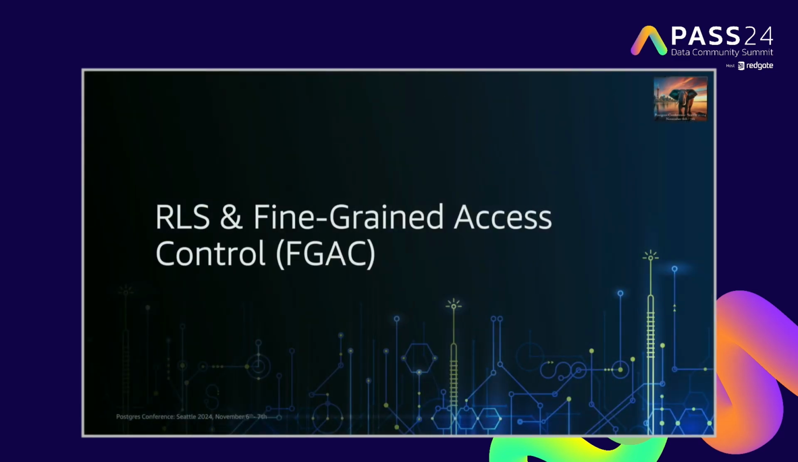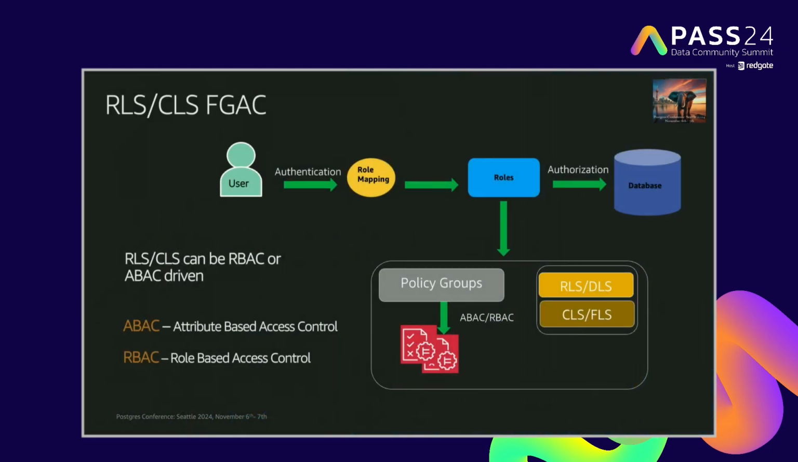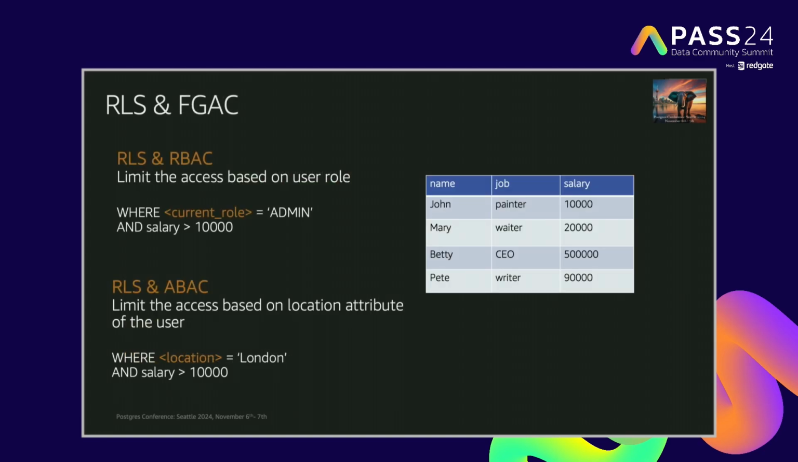So fine-grained access control. We'll go through the slides pretty quickly. We already talked about ABAC and RBAC. So RLS and fine-grained access control. You can see this is an example of the location, right? I was talking about the tag attribute-based. This is where you can set that up and restrict the permissions based on location in this example. So this is just an additional filter based on.